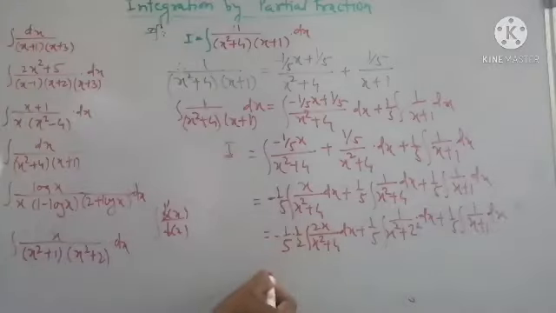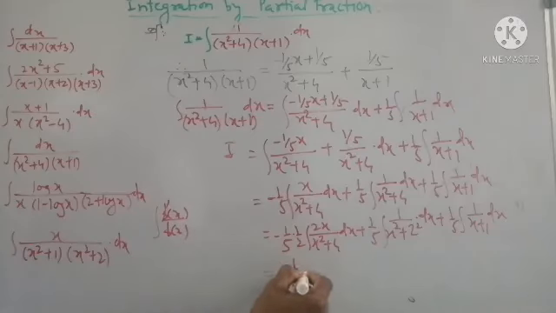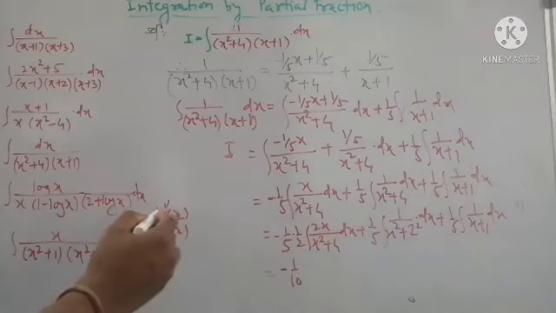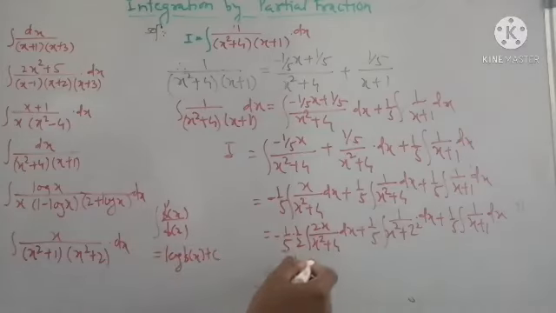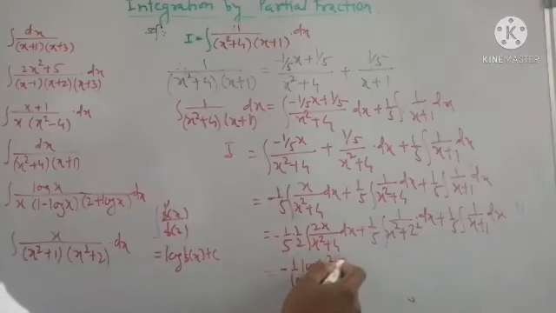Now we take the integrations. So this first term will become minus 1 by 10. Now by using the integration of f dash x upon f x, which is the log of the denominator, log of f of x plus c, the integral of this will be log of the denominator x square plus 4, plus 1 by 5 as it's a constant.